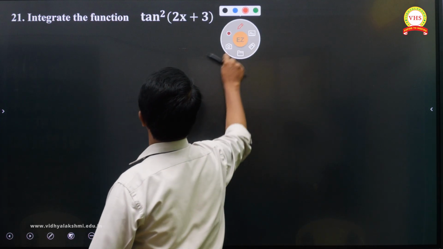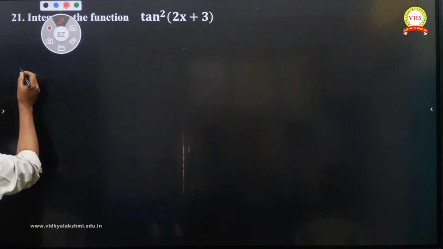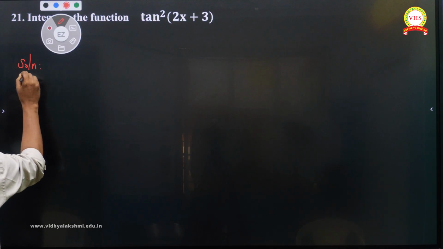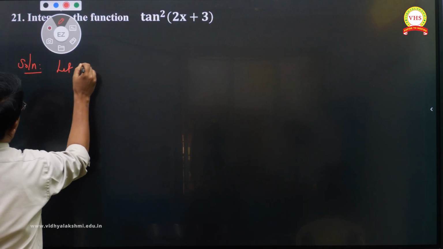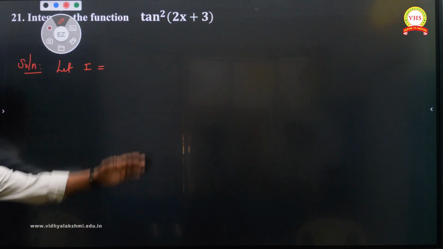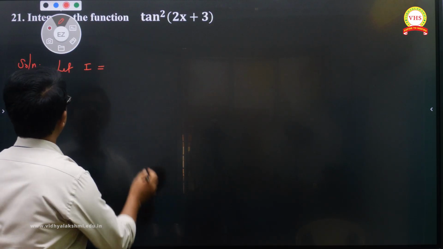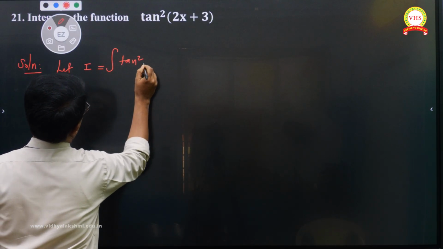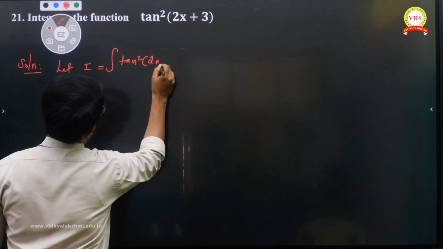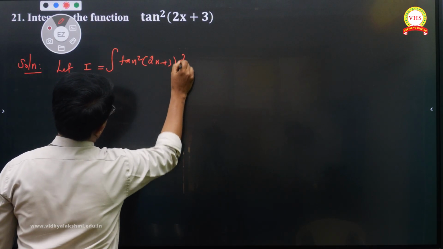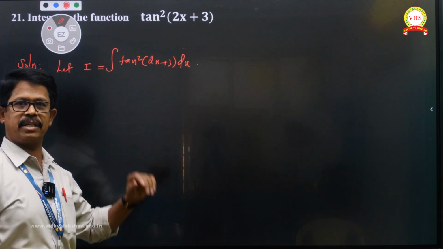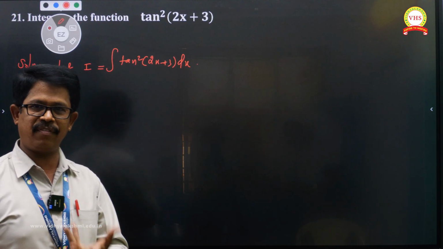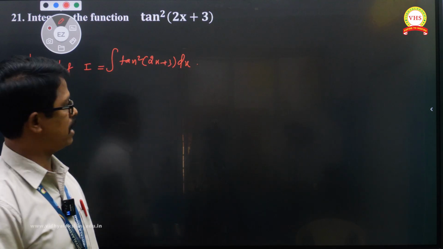Question number 21. What is the solution of this? Solution. Let the integration I equal to, what is the function? The given function is integral tan square of 2x plus 3 into dx. Students, look at the given function. There is a tan square term. There is no direct formula for integration of tan square.